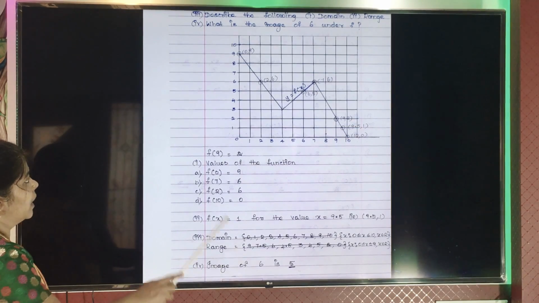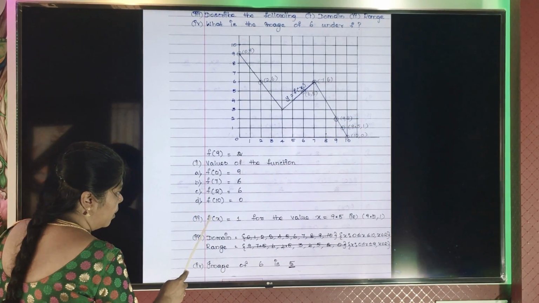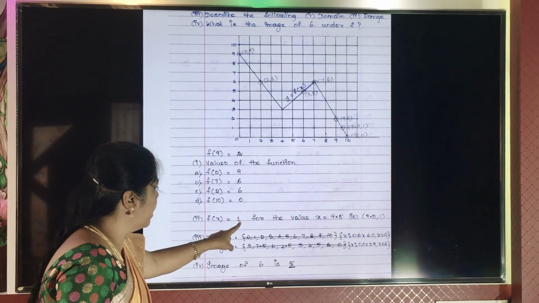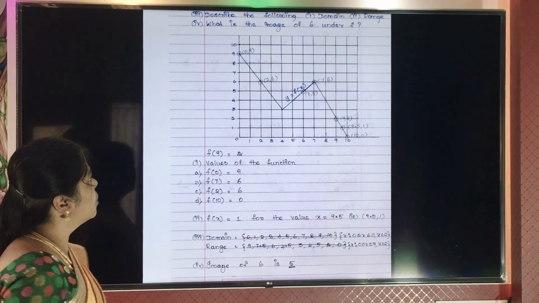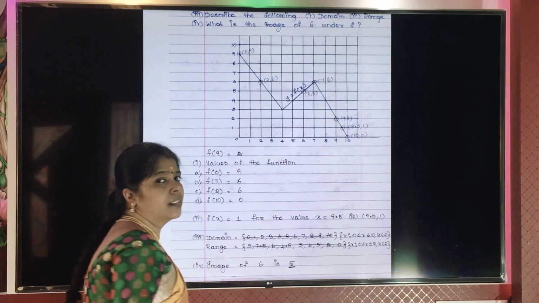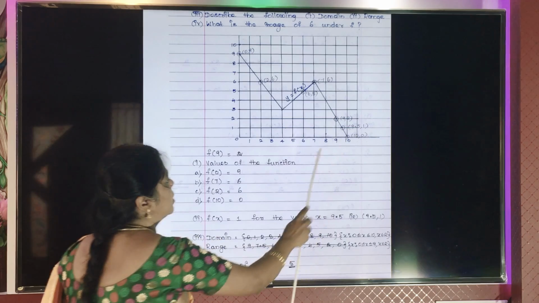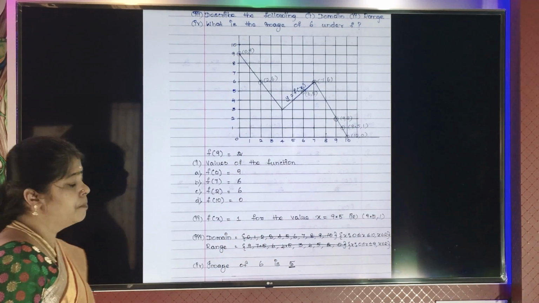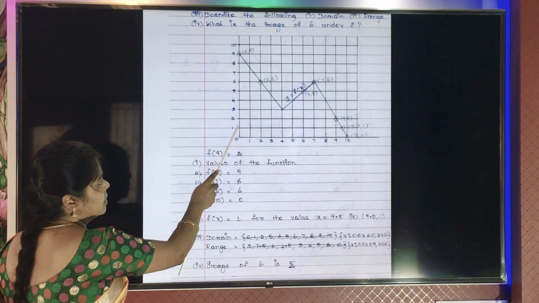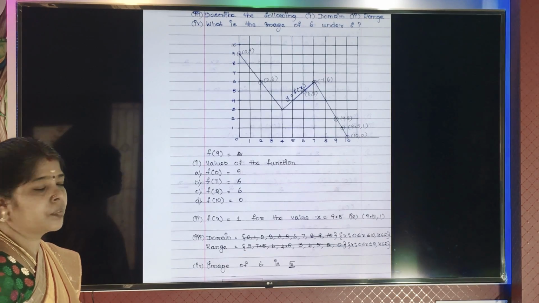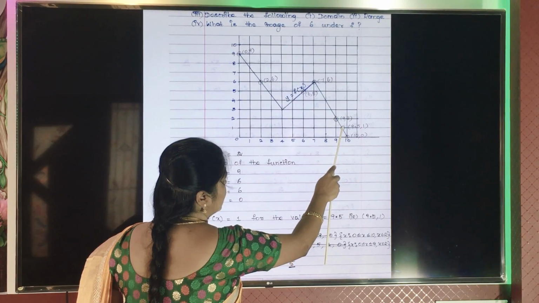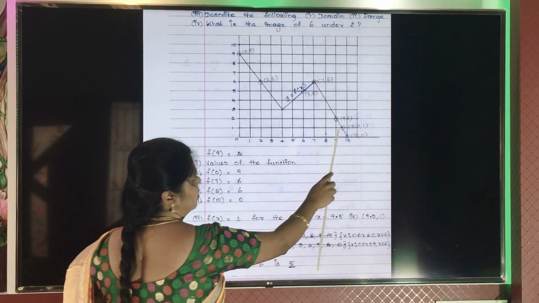Yes. Now the second question asked was, for what value of x is f of x equal to 1? For what value of x will the image be 1? Images are shown in the vertical axis, and pre-images in the horizontal axis, because I told you this is the first set. So I want 1 as image. So for 1, you just go and see where it touches. It touches here.